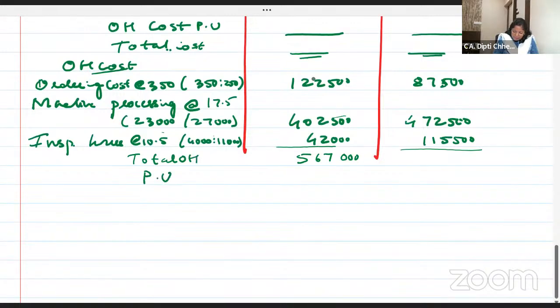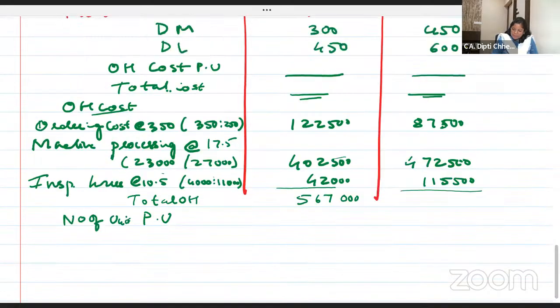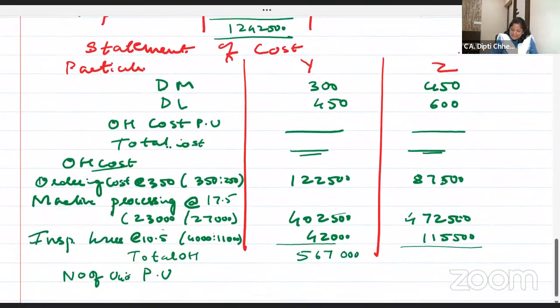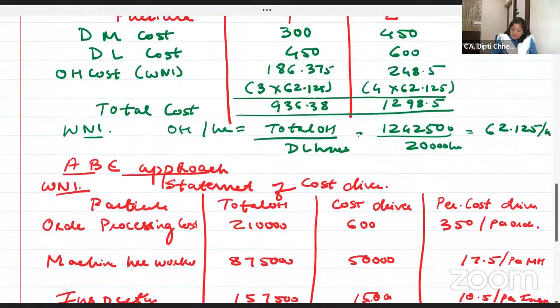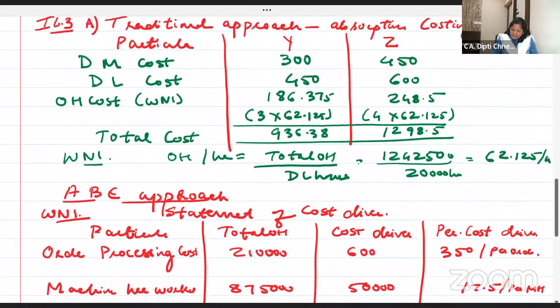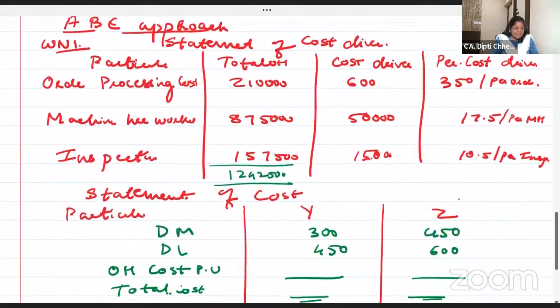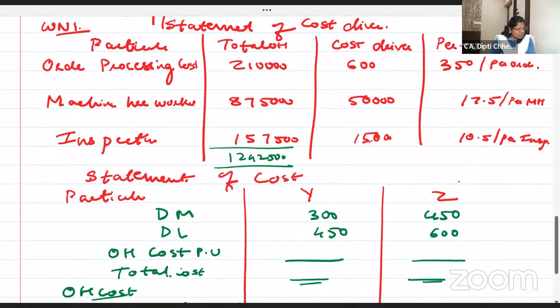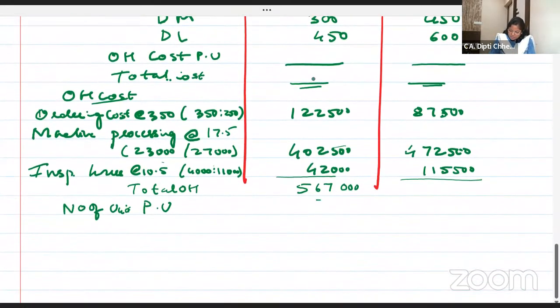Ma'am, but we want per unit. So divided by number of units. You want per unit, no? Material, labor and overhead. This is also per unit. So divided by number of units. Number of units are given in the question. 2,500 you can write and keep, and 3,125. That's number of units. So overhead cost per unit.